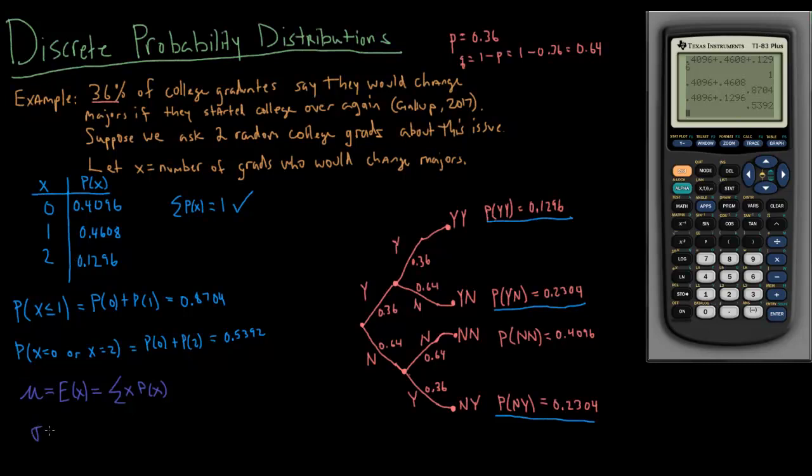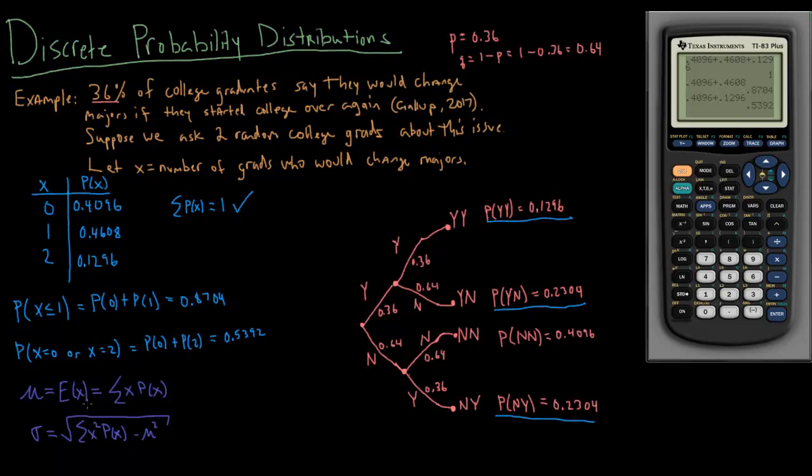Now sigma, the standard deviation, that is the square root, of course, because we know that standard deviation is always the square root of variance. It's the square root of the sum of the x squared times p of x's minus mu squared. So over here, we have to square each x term, then multiply by their respective probability, add those up, subtract off mu squared, then take the square root, and that's the standard deviation.